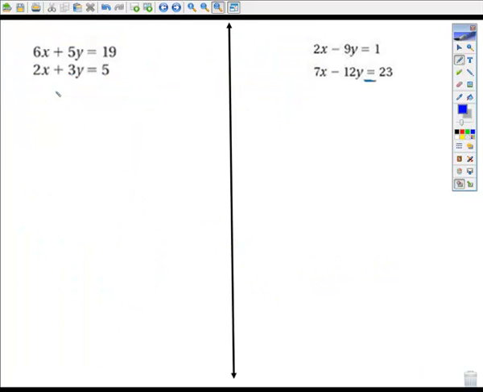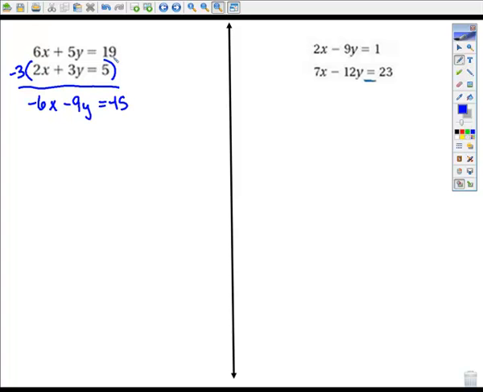Let's try another one. Here I have 6 is a multiple of 2 and 3 and 5 are not, so I'll go ahead and take this. I'm going to multiply this bottom equation. I always like to turn them into exact opposites, so I'm going to multiply this bottom equation by a negative 3. So when I do that, I get a negative 6x minus 9y equals negative 15.